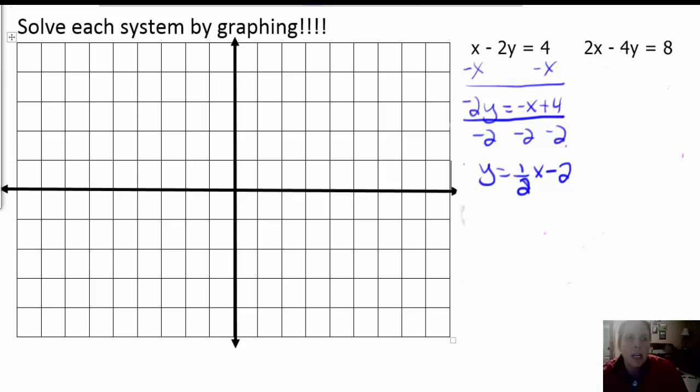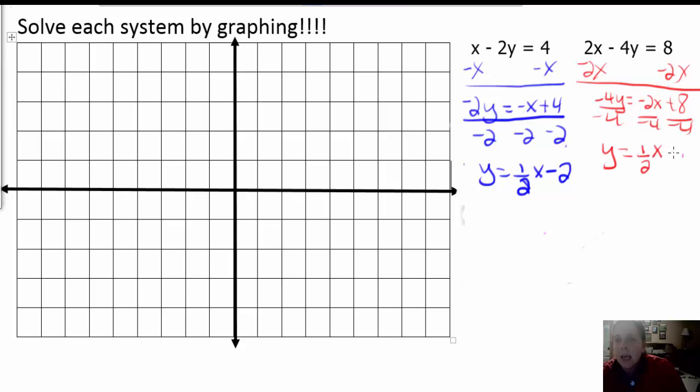And then we come over here, we subtract 2x. So we have negative 4y equals negative 2x plus 8. Divide everything by negative 4. Y equals, again, 1/2 x minus 2. So what do you notice here? What do you notice about these? Let's go ahead and graph it.